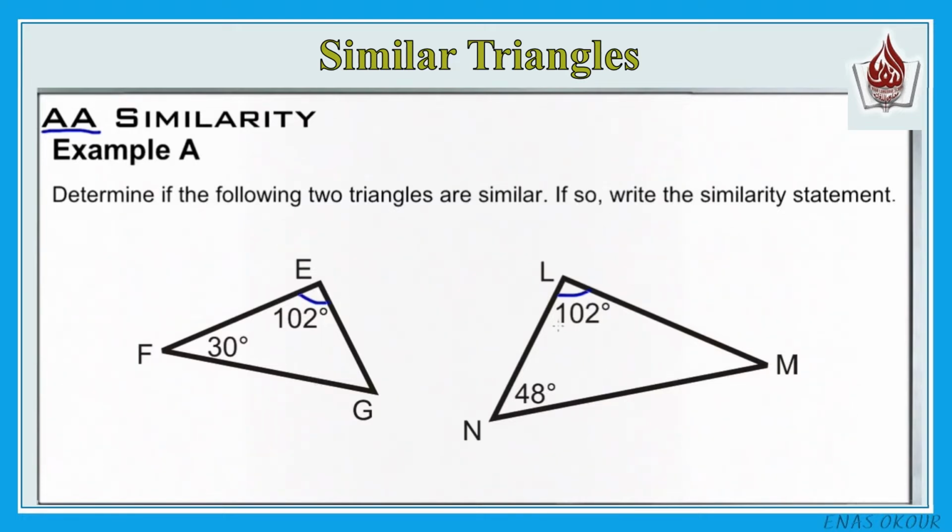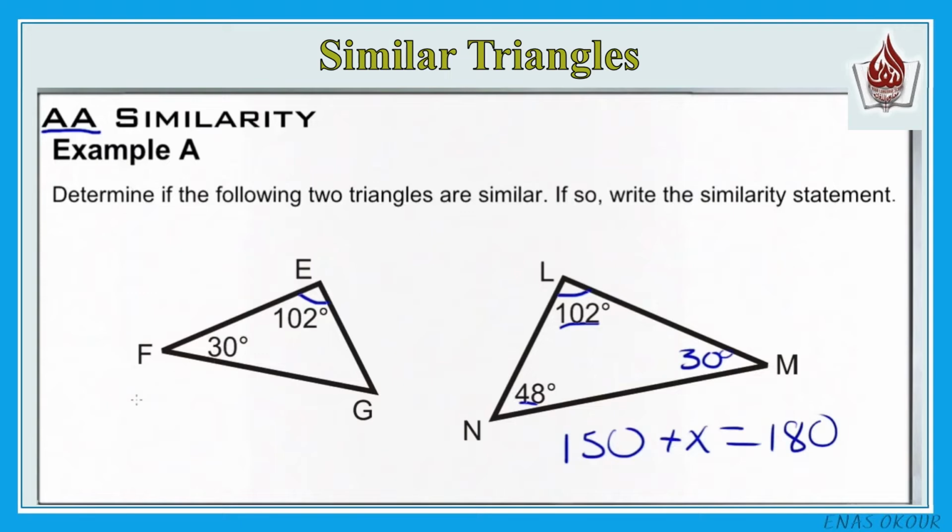If we have 102 degrees here, and we have 48 degrees down here, we know that we have a total of 150, and 150 plus something has to equal 180 since this is a triangle. So that means that that missing angle over here must be 30 degrees. Now our other triangle has a 30-degree angle, so it looks to me like we have angle-angle similarity.